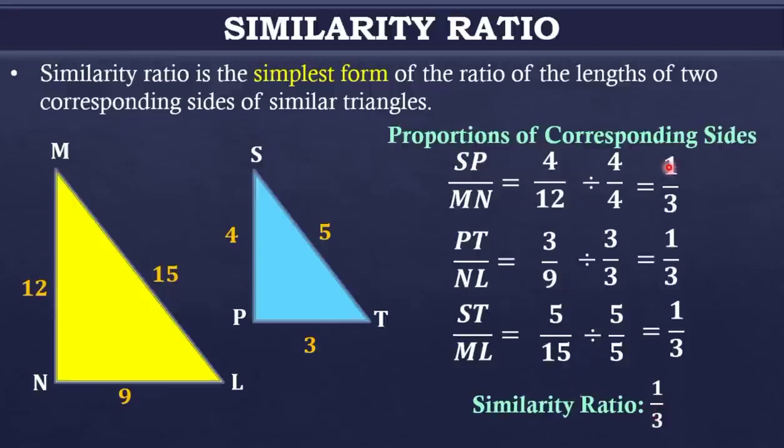Kukunin mo po yung simplest form ng ratio ng bawat side. So, it is the simplest form of the ratio of the lengths of two corresponding sides of similar triangles.